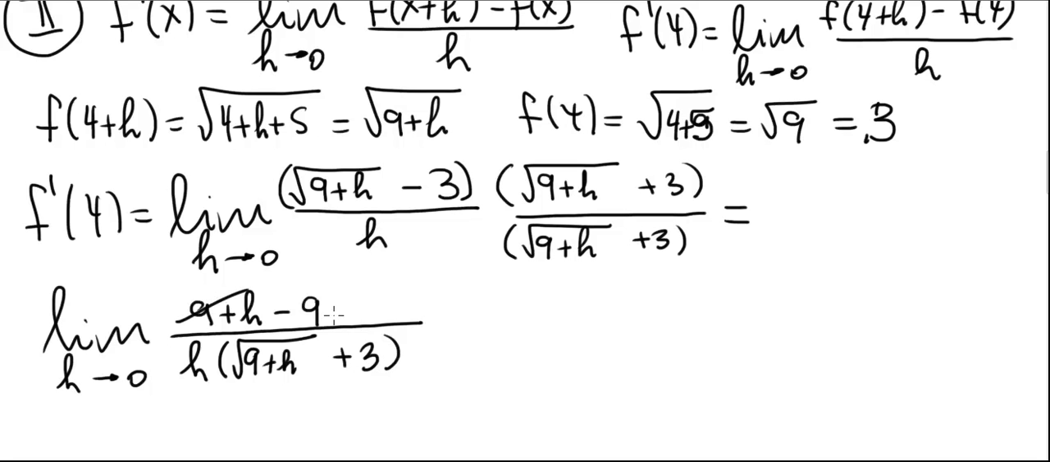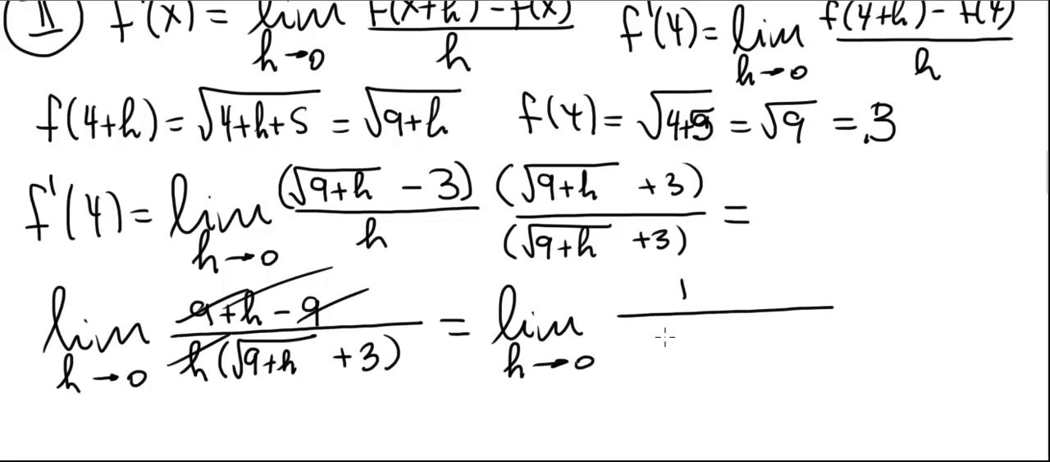You can see the 9's cancel. That leaves h in the numerator. This h now will cancel with the h in the denominator, and that leaves the limit as h approaches 0. 1 is left in the numerator. In the denominator we have square root of 9 plus h plus 3. As h goes to 0, we get square root of 9, which is 3, plus 3 in the denominator, and that's 1/6. The very same answer that we got when we used the definition of the derivative.